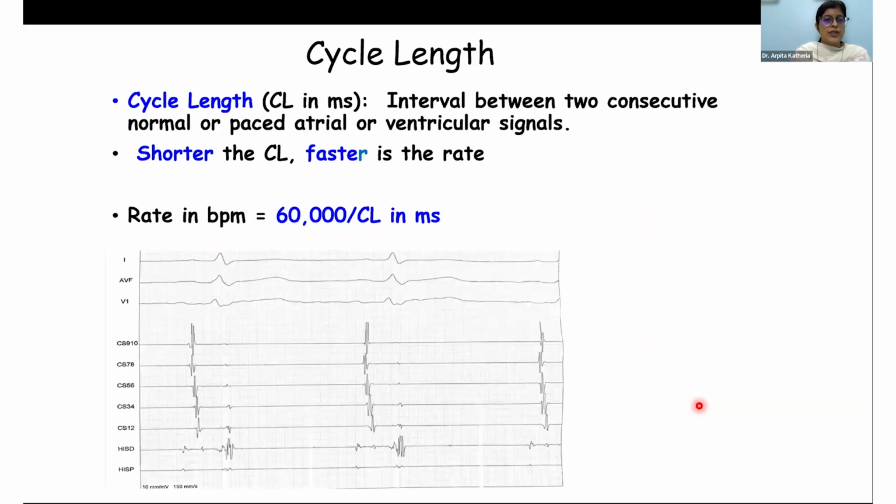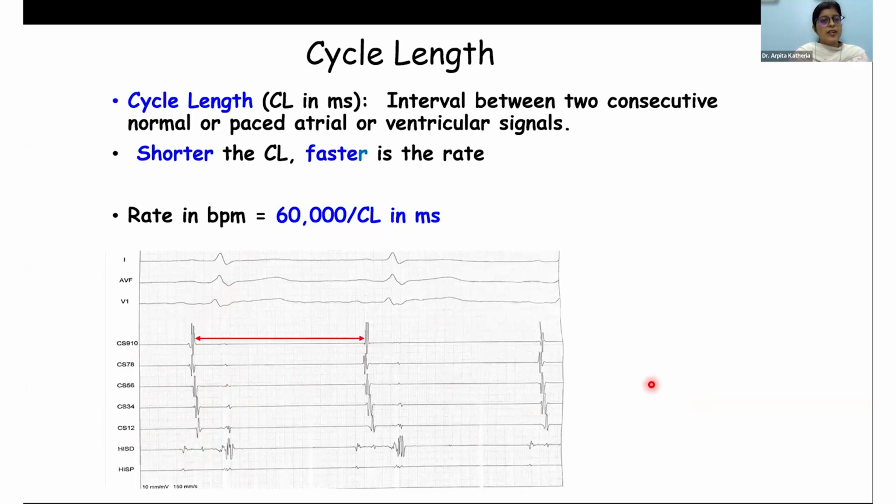So on the EGM, this is how an EGM will look. These are the surface ECG followed by the CS from 9-10 to 1-2, arranged that way since the normal sinus activation is from 9-10 towards 1-2. And in the His bundle, we can see an A deflection corresponding to the P wave, an H in between, and a V wave corresponding with the QRS complex.